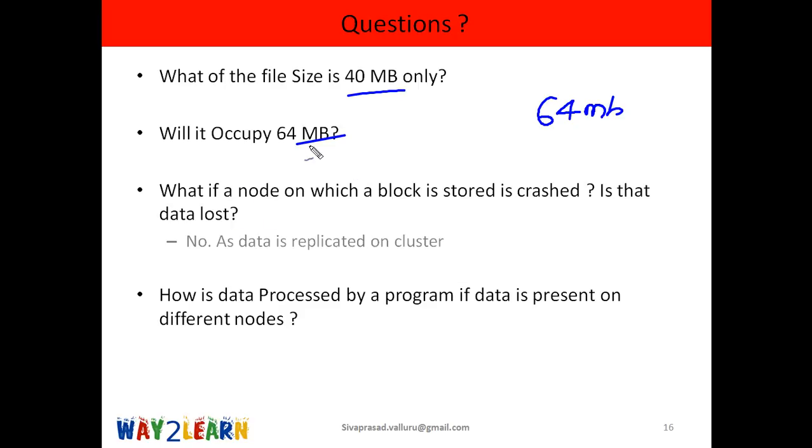Okay. And your next question might be, what if a node on which the block is stored is crashed? Just now we understood that each block is replicated by default with the replication factor of 3. So if one of the nodes is crashed, the data is present in other nodes, so the data is not lost. How is data processed by a program if data is present on different nodes? This might be your next question.